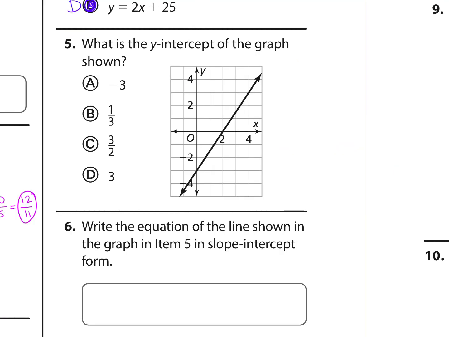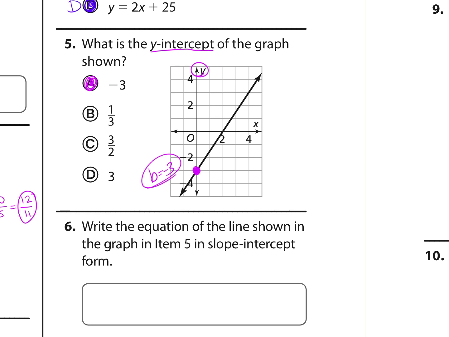Number 5 and 6 both are talking about this graph. Number 5 asks for the y-intercept. The y-intercept is where it intercepts the y-axis. In this case, the line intercepts the y-axis here at -3. So we have that b is -3.